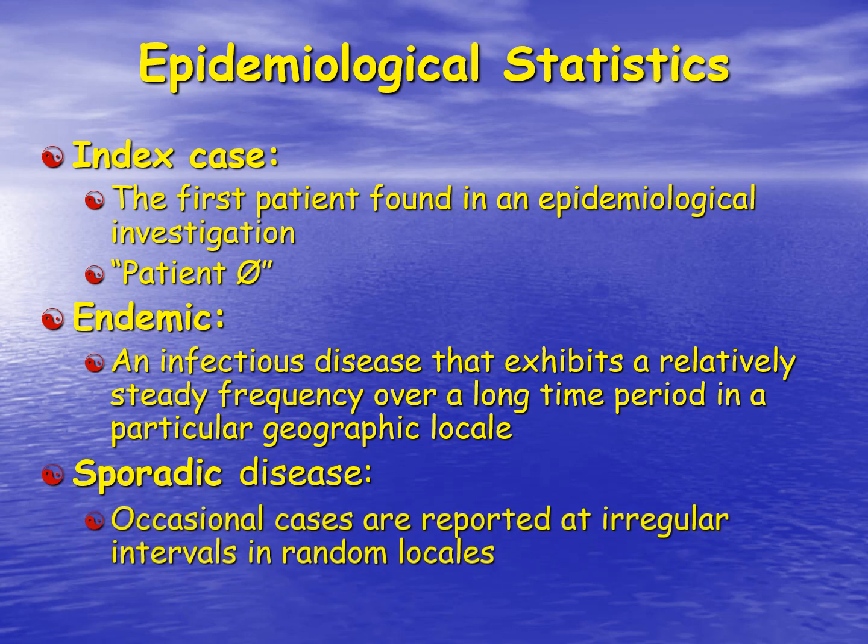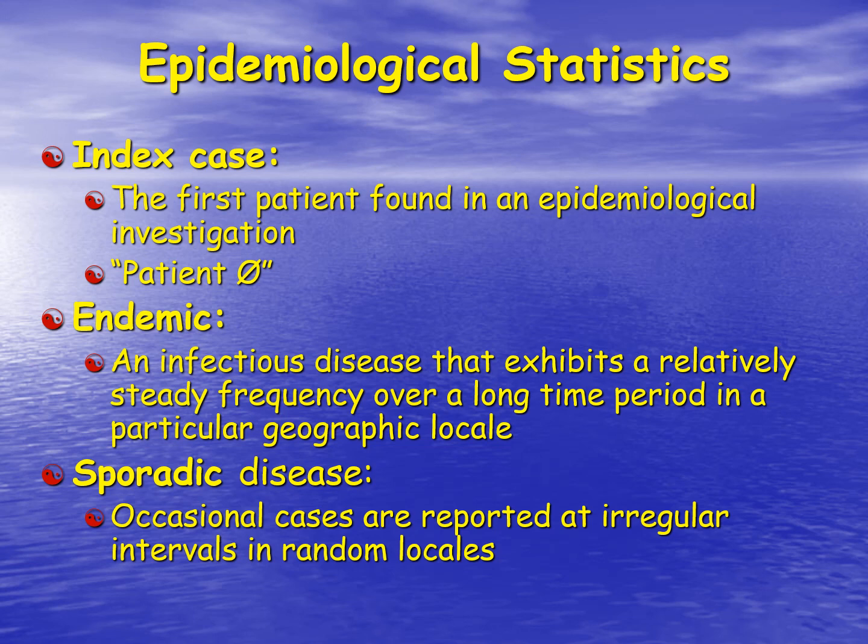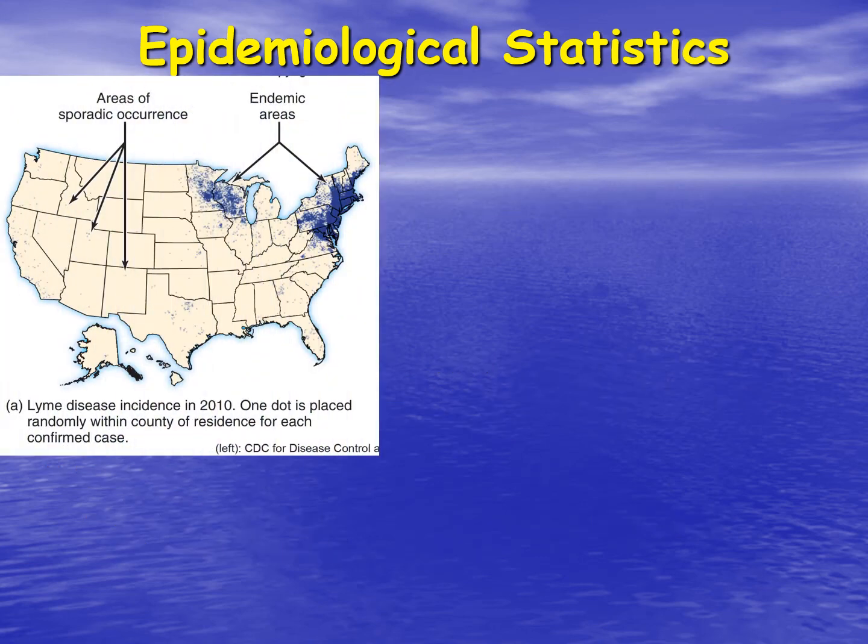Sporadic disease is where we see occasional cases of a disease reported at irregular intervals in just random locations, sometimes completely separated around the world. So we might see 2 or 3 cases in Alaska, and a few months later, 4 or 5 cases might pop up in Australia of the same disease, with no linkage between the cases at all.